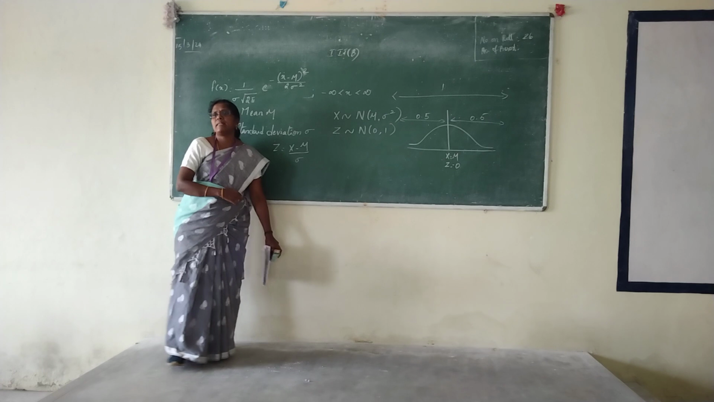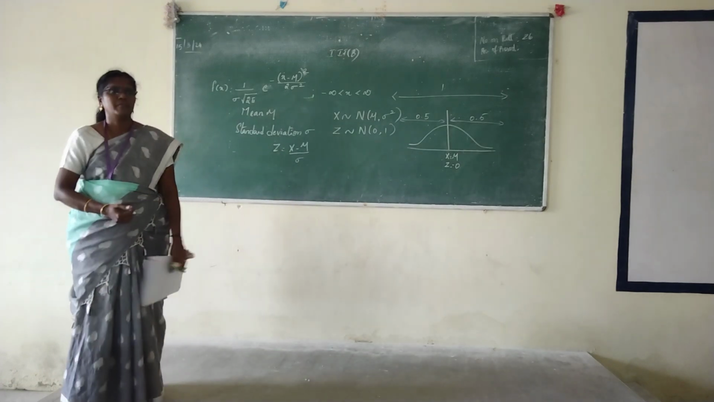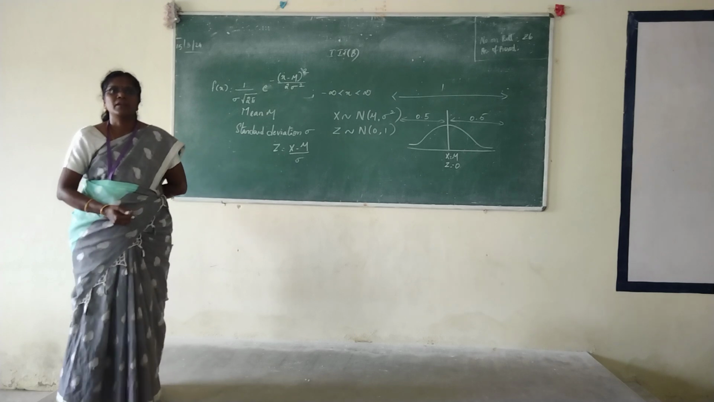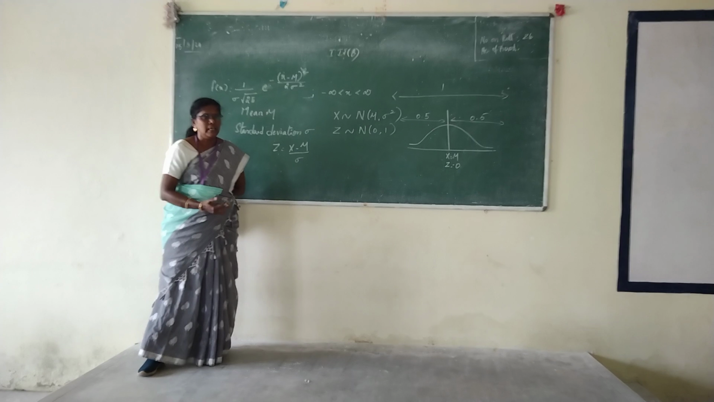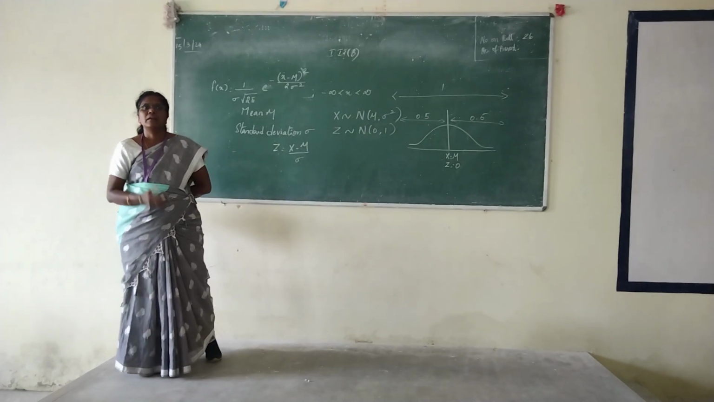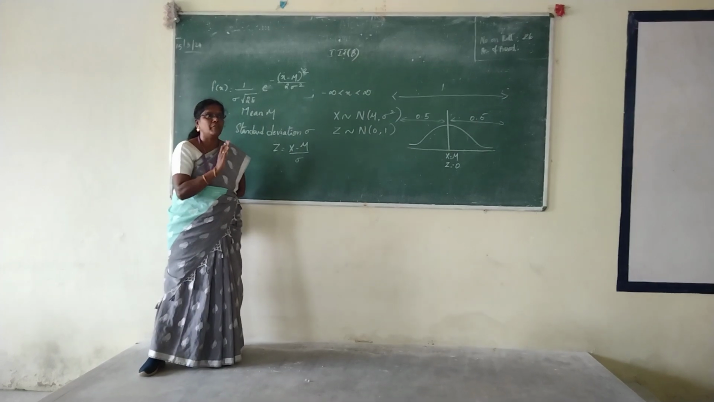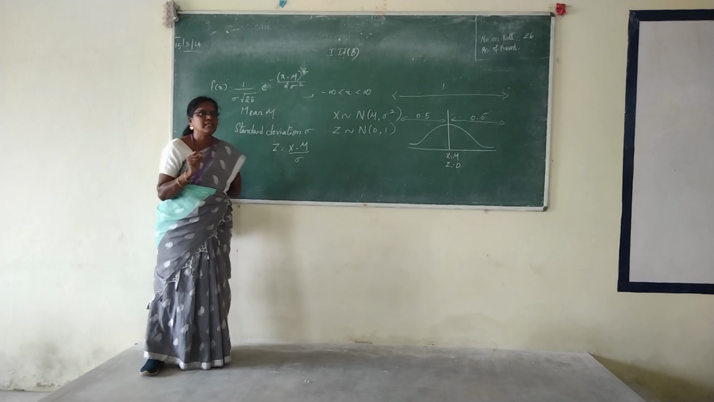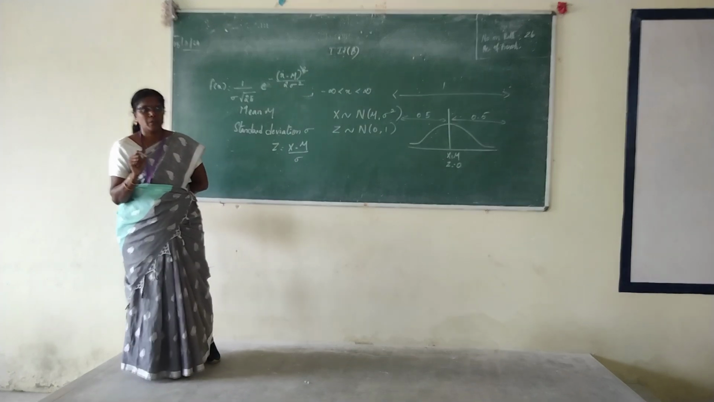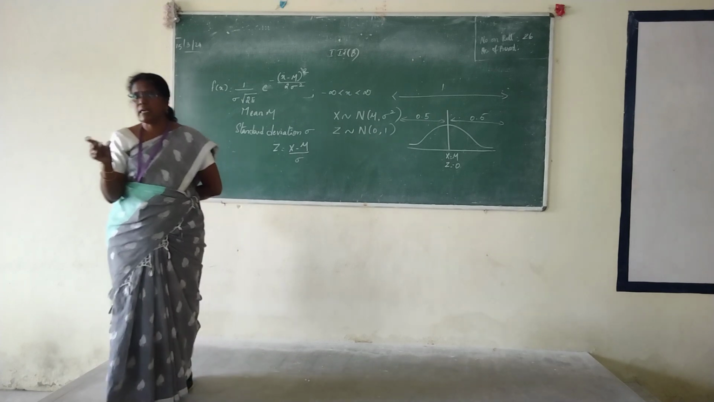So I say that z is equal to 1.5. Where will that point be? Left side or right side? Right side. z is equal to 2? Right side. z equal to minus 1? Left side. Is that point clear? Because you should know that, only then can you identify how to look into the tables. At the center point, what is the z value? 0.